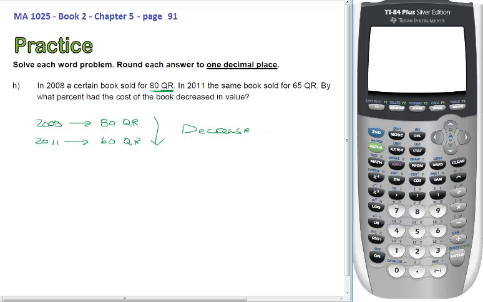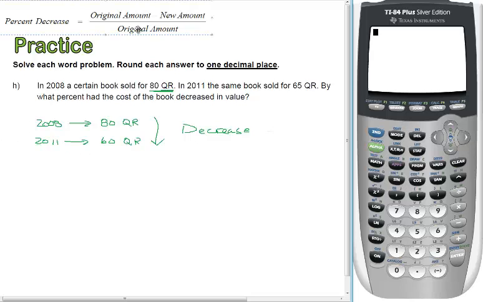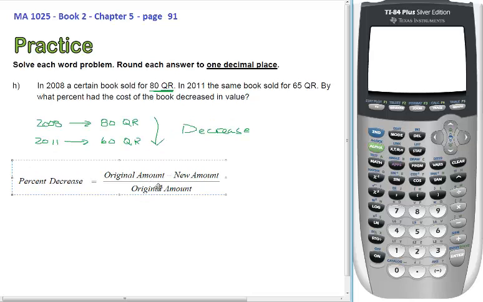Now, there is a formula in your book as well. You don't have to use the one I just stated. The formula in the book is original amount minus the new amount divided by the original amount. Now, you have to decide which one is the original amount. Well, the original amount is the earlier year. So the original amount is 80. So it's going to be 80 subtract the new amount, so it's gone down in value, that makes sense, divided by the original amount. And the original amount is 80.